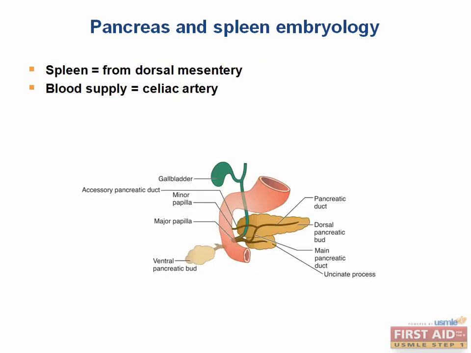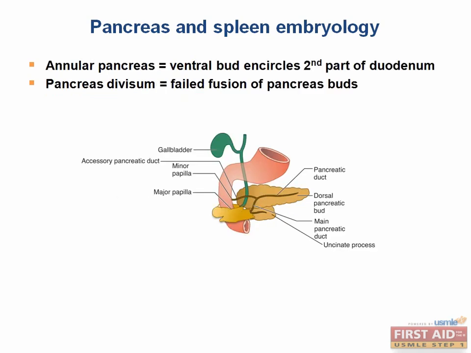The spleen, on the other hand, is not derived from the foregut, but is derived from the dorsal mesentery. It is, however, supplied by an artery of the foregut, the celiac. When the ventral pancreatic bud encircles the second part of the duodenum, this forms what is called an annular pancreas, and this encircling can result in duodenal narrowing, which you can see here. Finally, pancreas divisum occurs when the ventral and dorsal buds fail to fuse, leading to exactly what it sounds like, a divided pancreas.